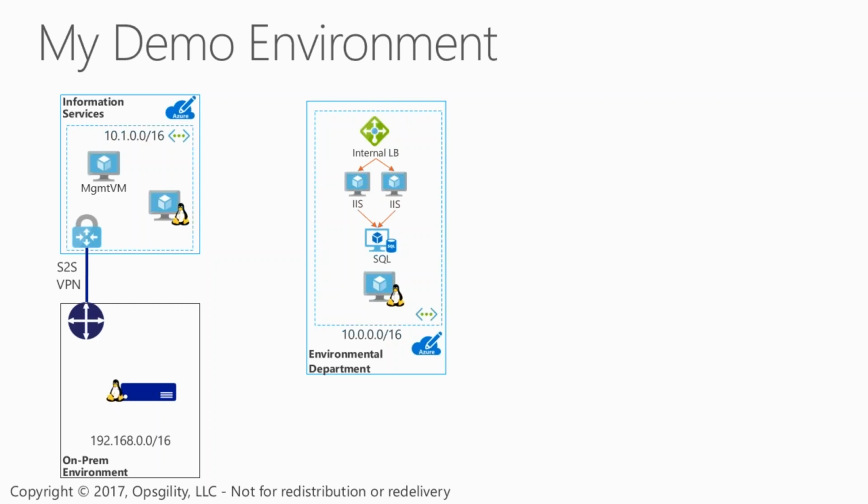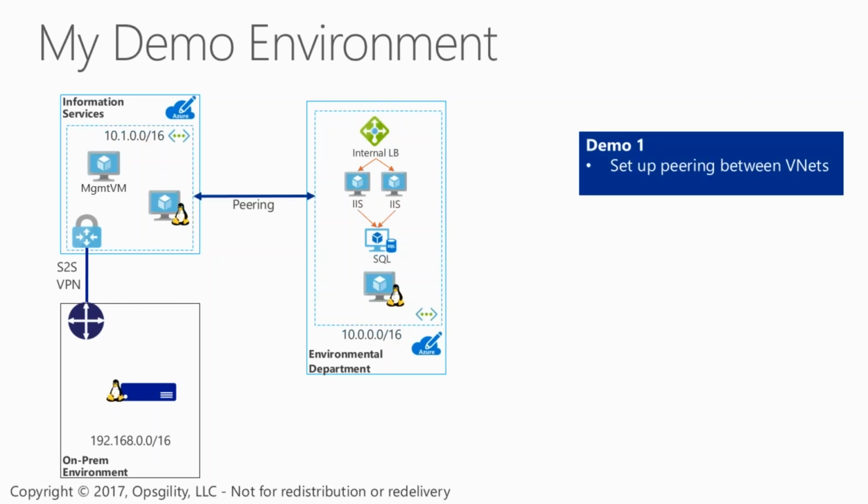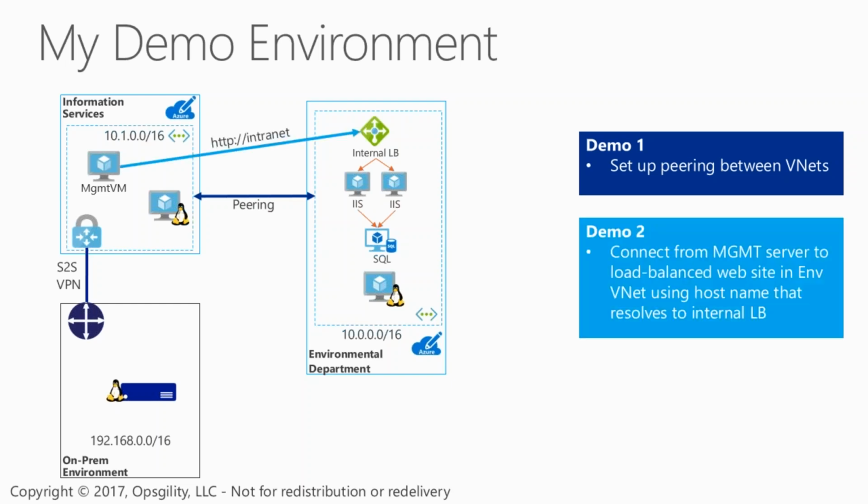Okay. So what we're going to do in the course of our demo is first set up peering. I'll walk through the configuration of peering with you, and we're going to enable not just vanilla peering, but also gateway transit for the IS virtual network and the use of remote gateways in the environmental department VNet. And we're also going to demo connectivity once this peering is set up.